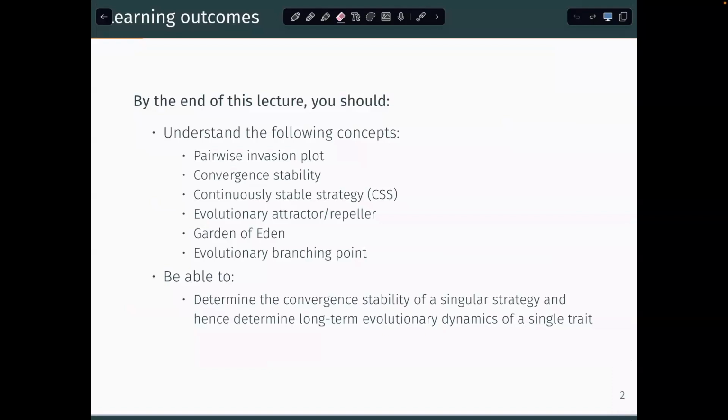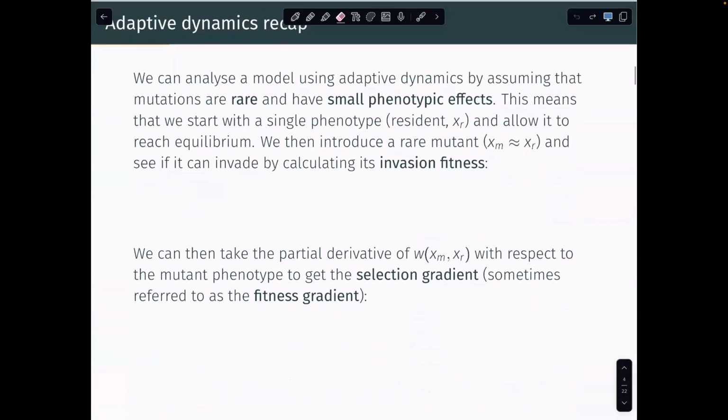We're also going to talk about some graphical interpretations today. These are called pairwise invasion plots. We'll talk about convergent stability, and what happens if we have different types of singular strategies depending on the convergent stability and evolutionary stability. Depending on these combinations, we can end up with things called continuously stable strategies, evolutionary attractors or repellers, things called Garden of Eden singular strategies, and evolutionary branching points. Okay, so we'll be going through these things today.